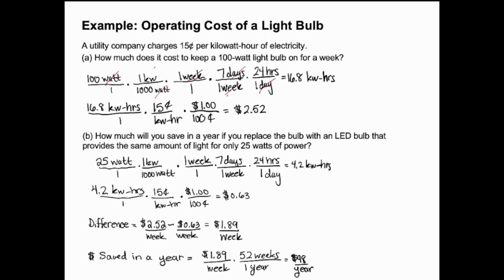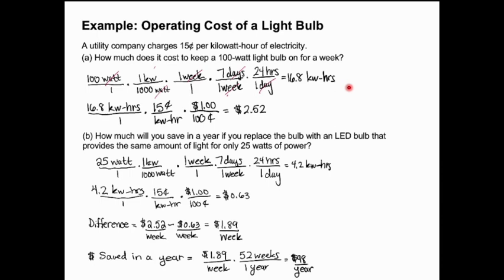Now that we have the idea of power and energy, let's work through an example about finding the cost to use a light bulb. It says a utility company charges 15 cents per kilowatt hour of electricity. How much does it cost to keep a 100-watt light bulb on for a week?